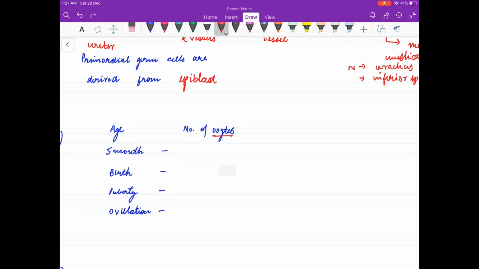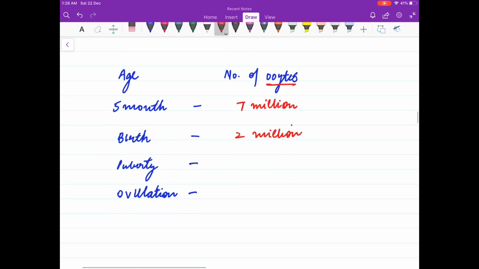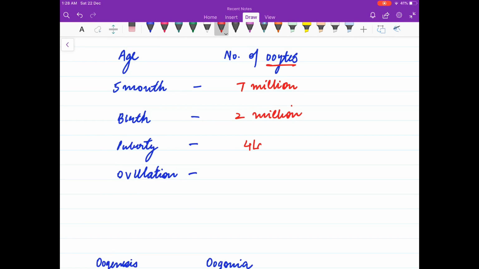Number of oocytes at 5 months of age is 7 million. This is a very important question. At birth it is 2 million. At puberty 4 lakhs. And the number of oocytes that undergo ovulation is 400.